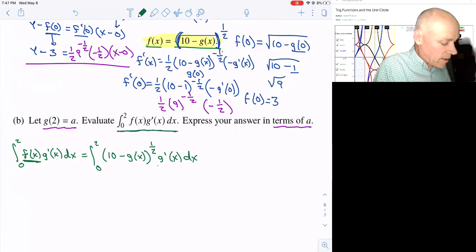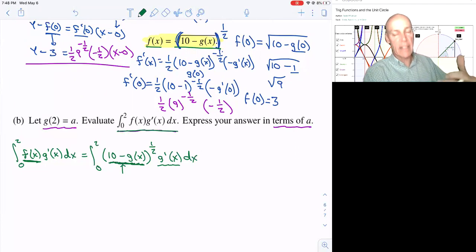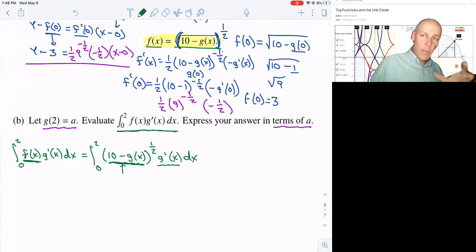This g prime of x is the derivative of this inside function piece of my integrand. Okay, it's almost the derivative. The derivative of the inside function should be negative g prime at x, right? But we don't have the negative, we just have g prime of x. We see that? There's the negative. So if we took the derivative of 10 minus g at x, d/dx of 10 is 0, d/dx of negative g at x is negative g prime of x. Okay, so we're kind of set up for success on this integrand.